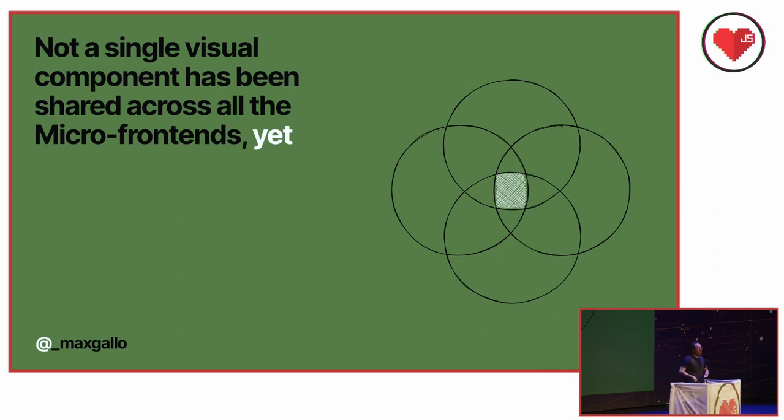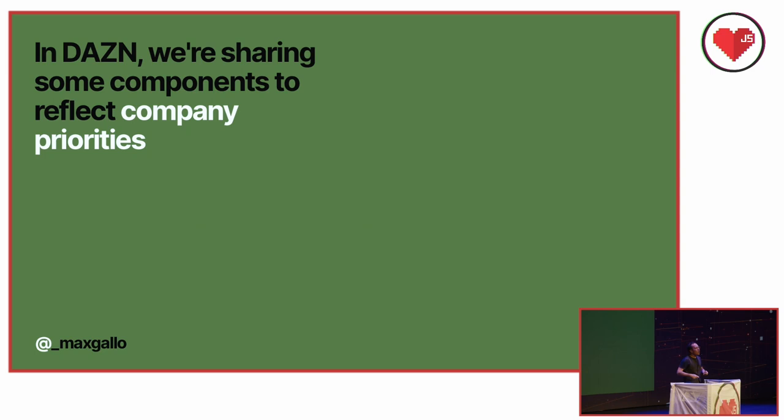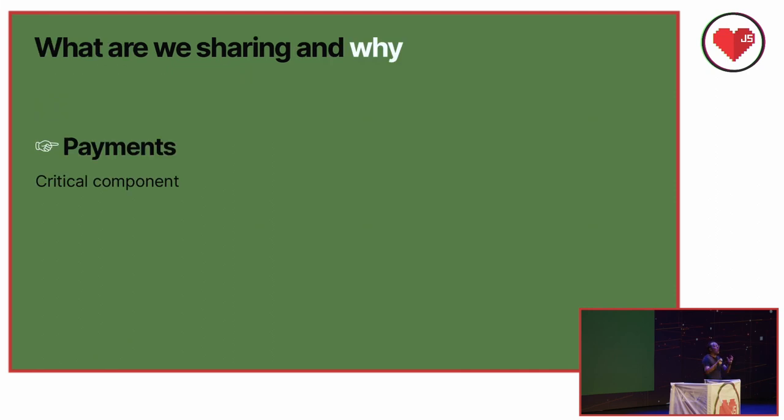And that may not be true anymore, because right now we are changing priorities for the company, so our code and our architecture needs to follow that. So we are sharing something. They may not be visual components across everything, but I wanted to share with you what we are sharing, in order to tell you why we did that and why we took the decision to not share something from day one, but to start adding something when needed.